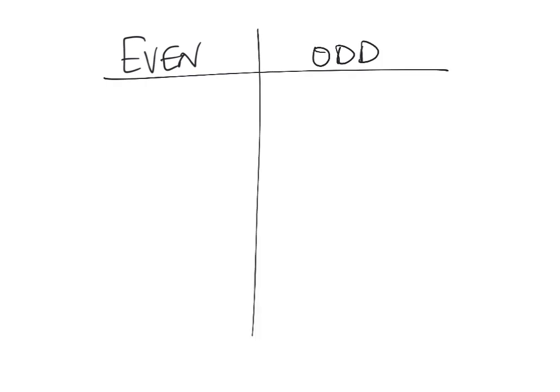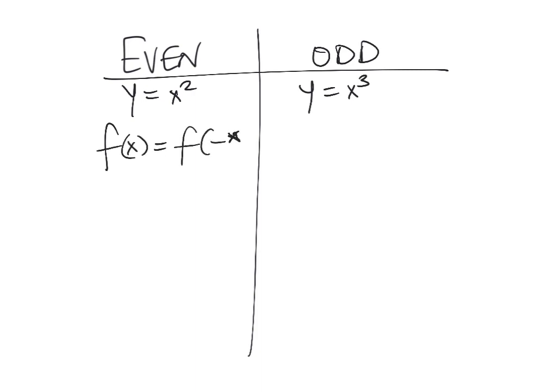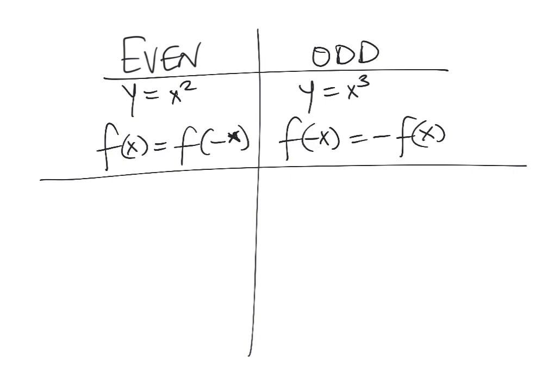So let's end by talking about even and odd functions. Let me give you an example of an even function, and an example of an odd function. For an even function, f of x is equal to f of negative x, and for an odd function, f of negative x is equal to negative f of x. Okay, so let's talk about these two situations.